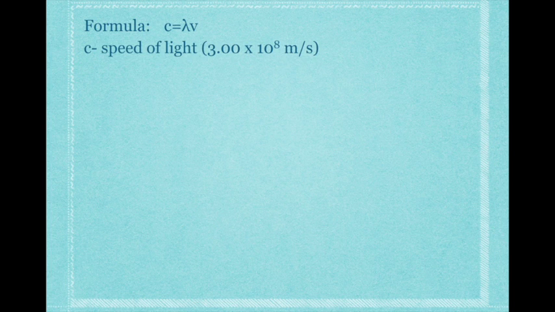So let's numerically talk about this. The formula for relating frequency and wavelength is c equals lambda times nu. What is c? c is your speed of light. c is 3.00 times 10 to the 8th meters per second. So no matter what the wavelength or the frequency is, the speed of light will always stay the same.